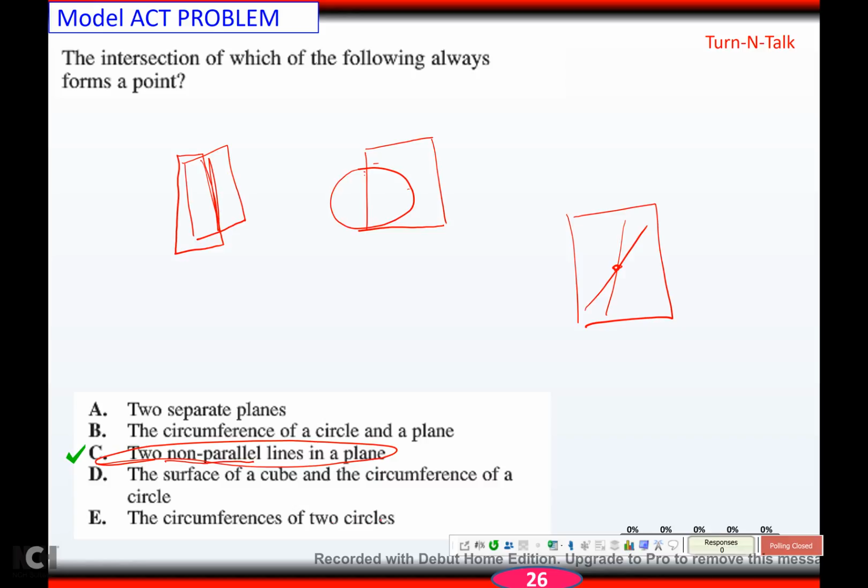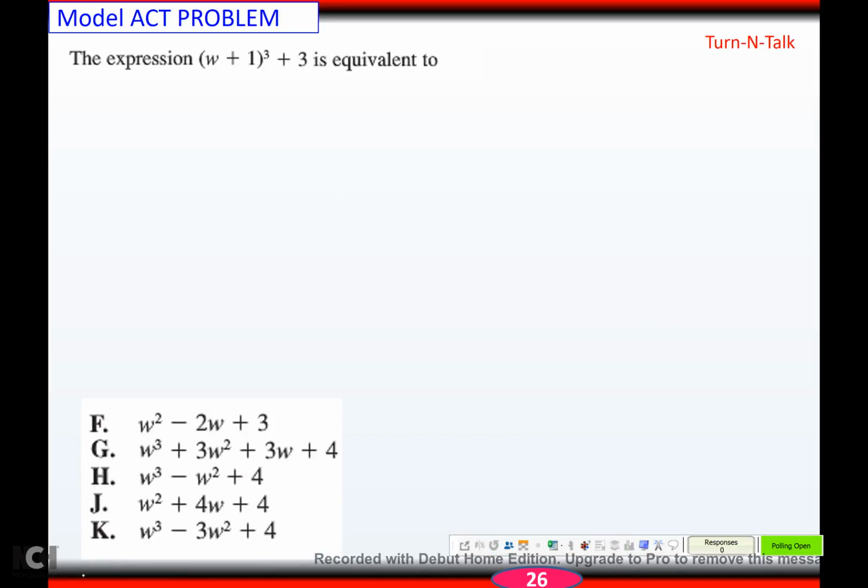And the circumferences of two circles, it could just form a point, like if it just hit one time, all right? But it doesn't say can it, it just says will it always, and no, those could cross 2 times, 4 times, okay? So they won't always just form a point. Okay, try this one, hit pause, come back when you're ready.